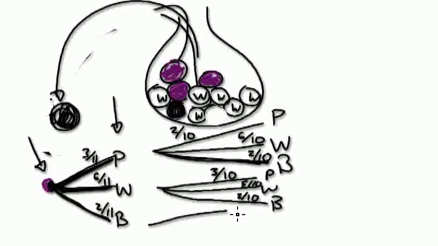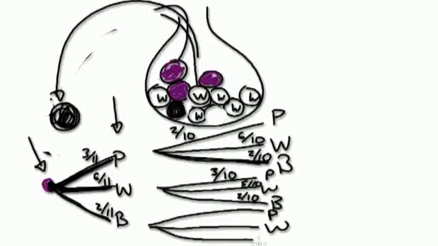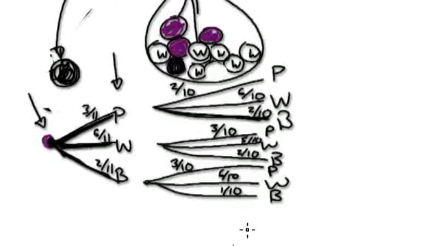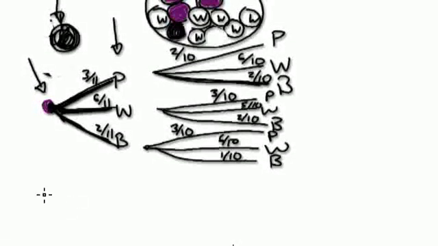So on our second pick, we could pick out a purple one, we could pick out a white one, or we could pick out a black one. Now we've just picked out a black one here, so we've gone down this route. What's the probability of us picking a purple one? Well, it's going to be 3 out of 10. We are still on our second pick. The probability of us picking a white one would be 6 out of 10. But the black one, there's only 1 left in there, so the probability of us picking another black one would be 1 out of 10.